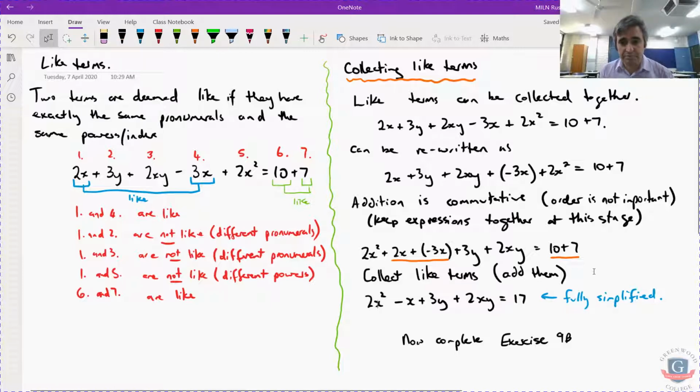Now once I get to this step, I've got all the terms next to each other that can be collected. So I start collecting them up. 2x squared can't be simplified. There's no other x squareds in my equation. But these two like terms can be. 2x minus 3x would be negative x, negative 1x. 2 take 3 is negative 1. So I've collected those together. 3y, there's nothing to collect with it, so I've just rewritten it. 2xy, nothing to collect with that, I've just rewritten it. 10 plus 7 are like, so I can collect them together. 10 plus 7 gives me 17. Once I've got to this step, I've fully simplified it. I can't simplify any further.